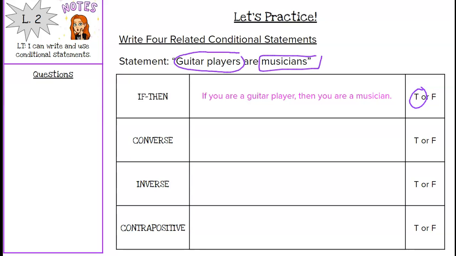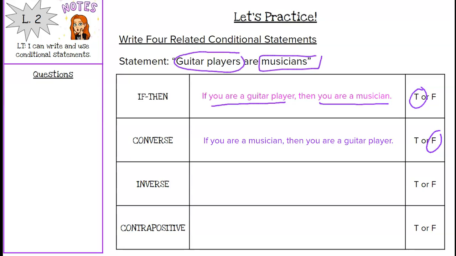So then if we go to the next one, the converse, so remember the converse just flip-flops that if and the then part. So it's going to flip those two pieces around, and it's going to be if you are a musician, then you are a guitar player. Well, if you are a musician, it doesn't always mean that you're a guitar player. You could be a drummer, you could be a saxophonist, you could play the flute, flautist. So that would be a false statement, and that's okay. Sometimes these statements are false. We just are given to write them and declare if they're true or false.